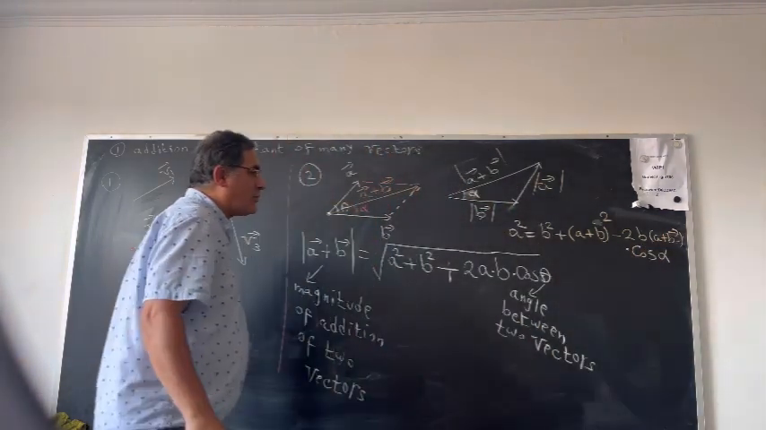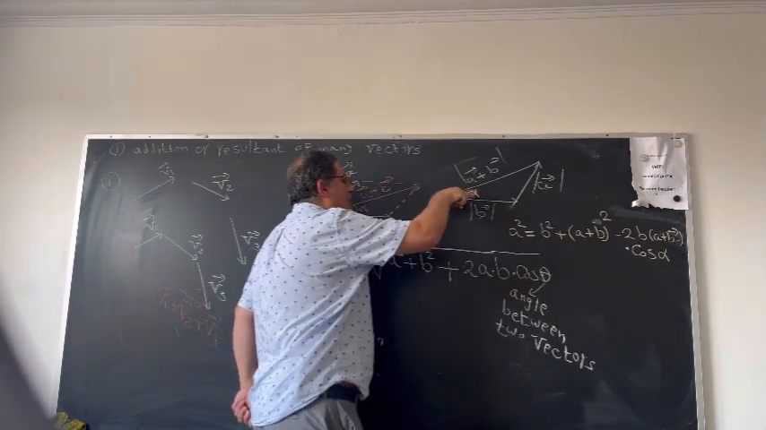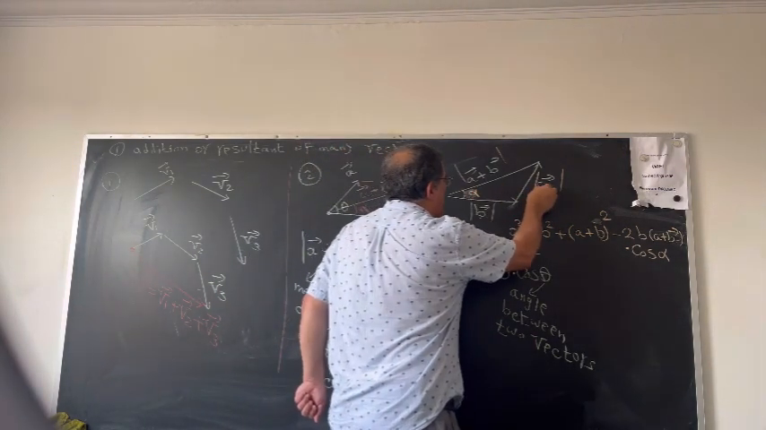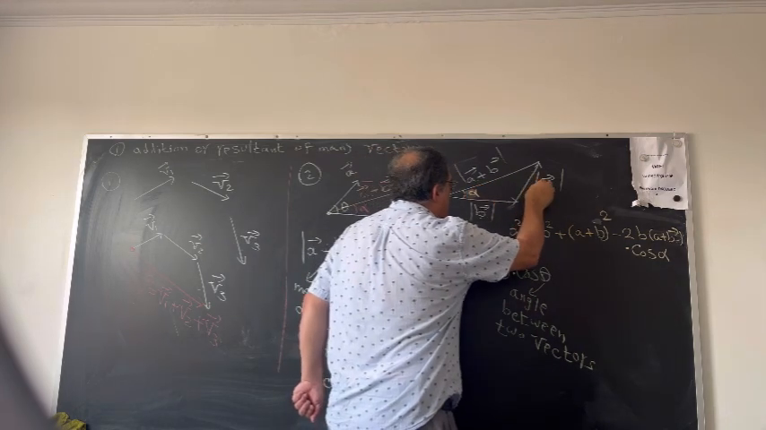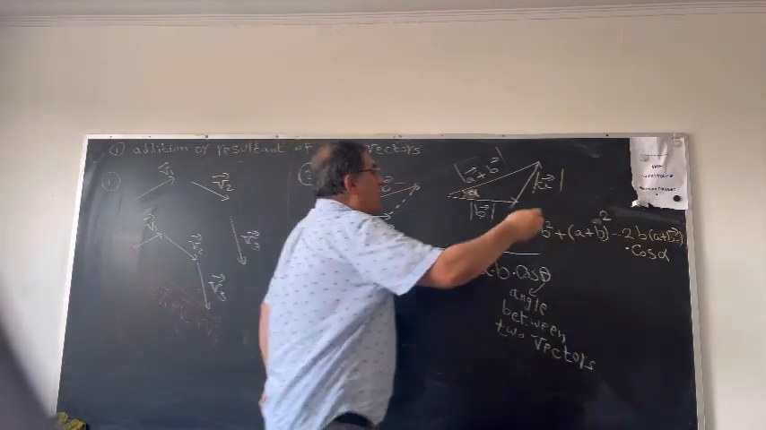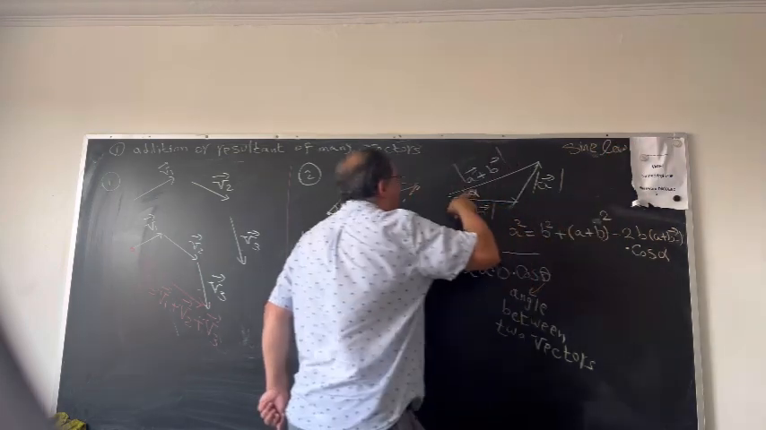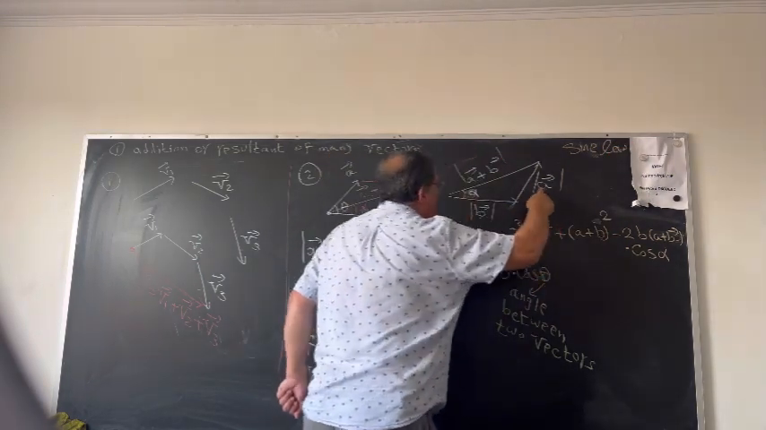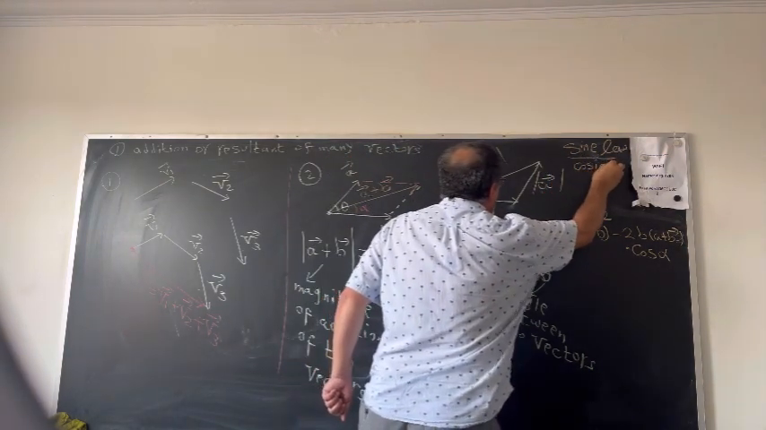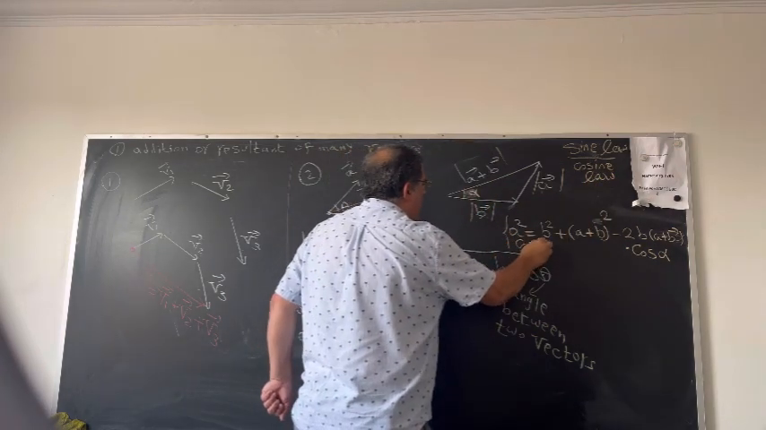If you want to find the angle between one of the vectors and the resultant, because angle alpha is opposite this side, you can use sine law or cosine law. Here, the angle is opposite the side, so you can write sine law or cosine law. Here, I want to use cosine law.